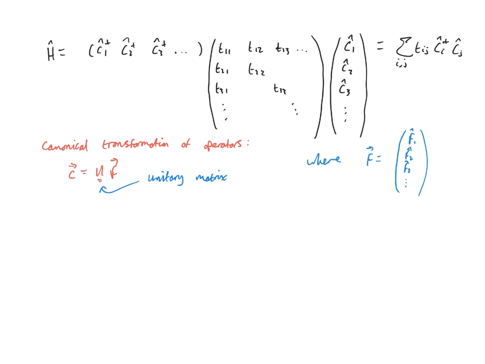And the whole point is that when I substitute this into the Hamiltonian, I get the following. And what I want is for this to be a diagonal Hamiltonian.